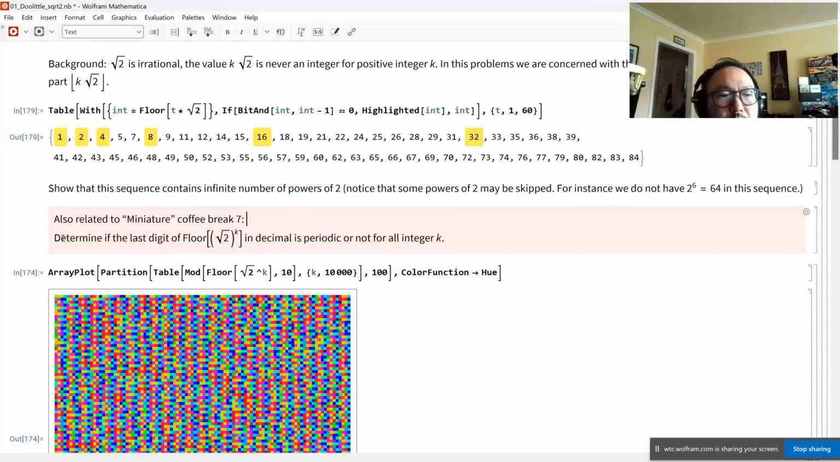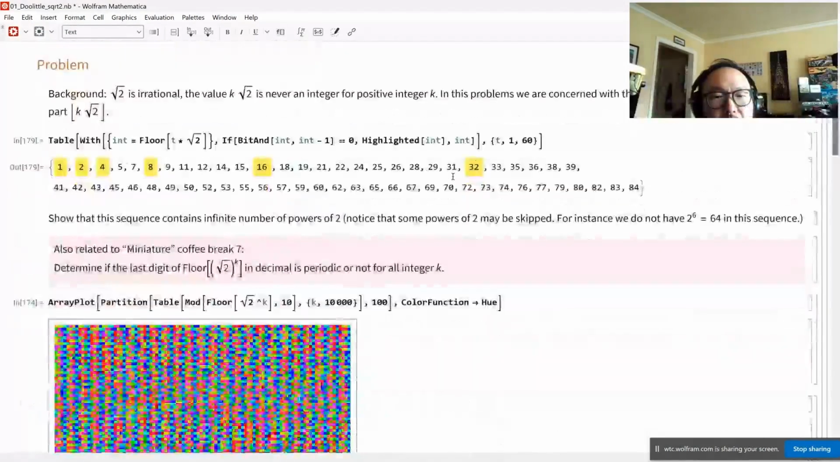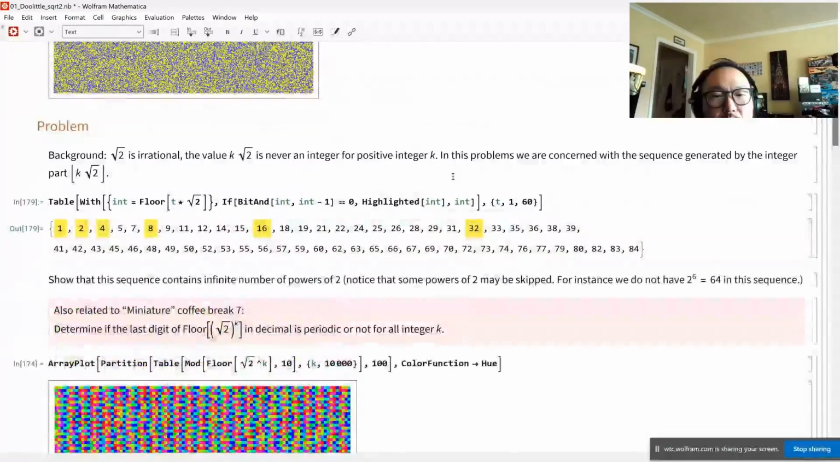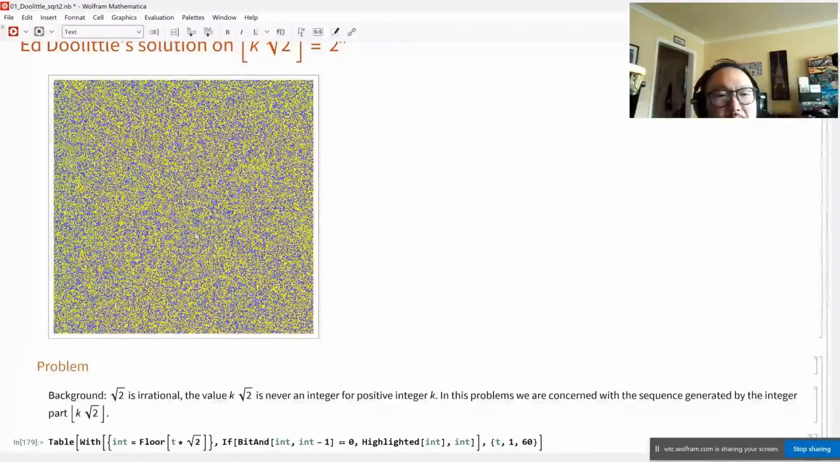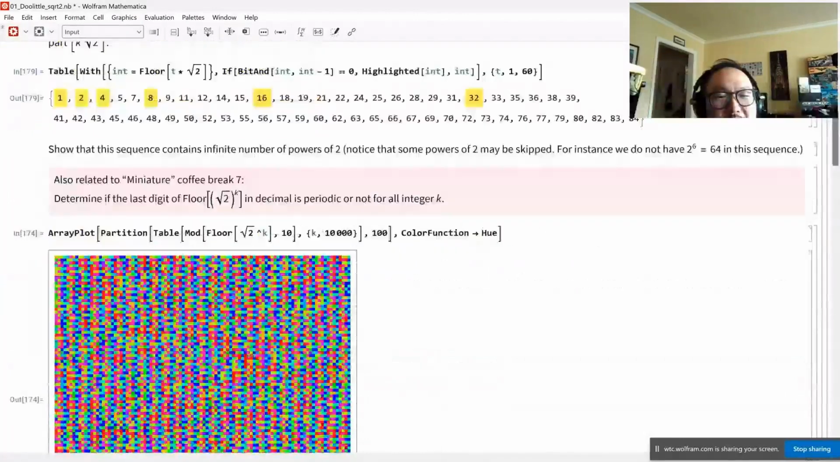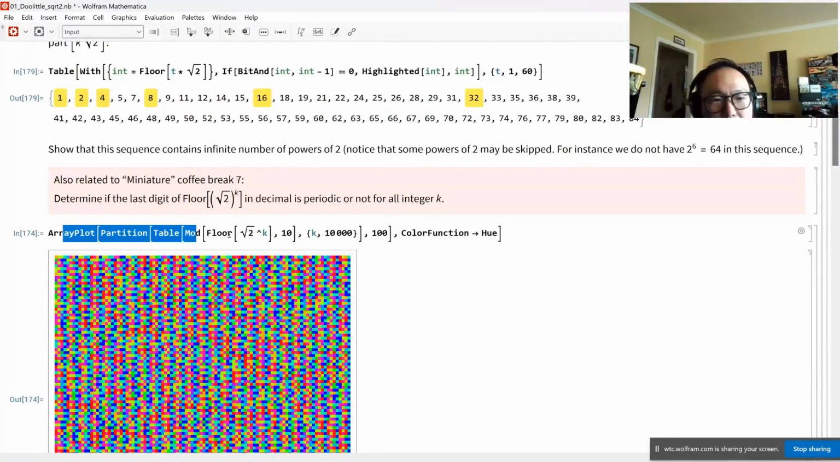And in this book, he asked whether the last digit of the floor of the square root of k to the power of k in decimal is periodic or not, for odd integer k. So these two problems are strongly related. And what we can do here, before we dive into the analysis, is just plot some of the results with the Wolfram language.